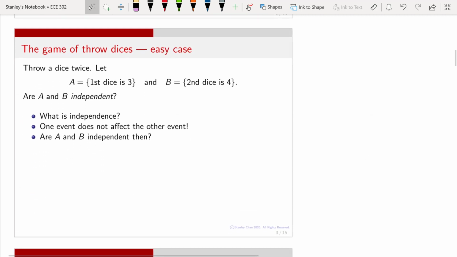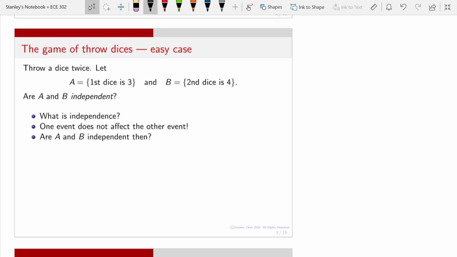So to start with, let me show you an extremely simple example where anyone can tell whether the following two events are independent or not. These two events are that you throw a dice twice, and the first number is 3, and the second number is 4. We ask whether these two events, A and B, are independent or not.